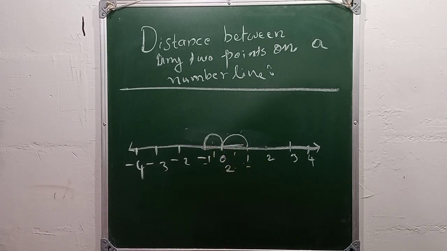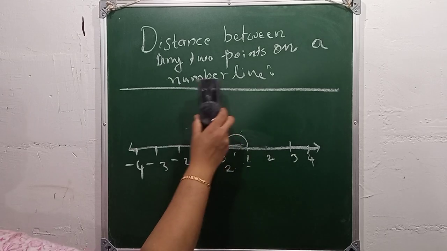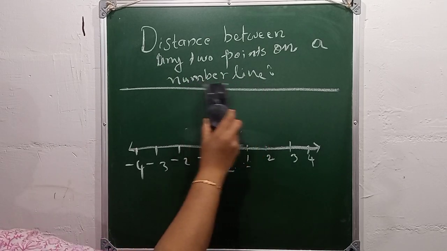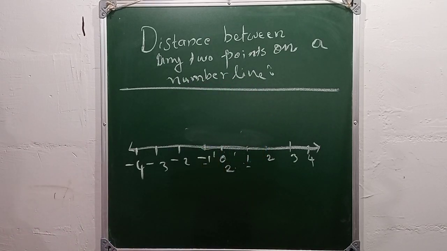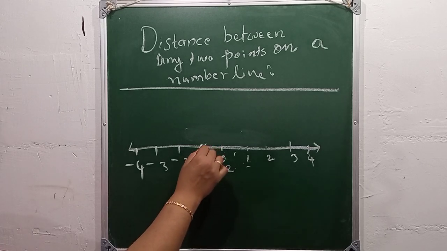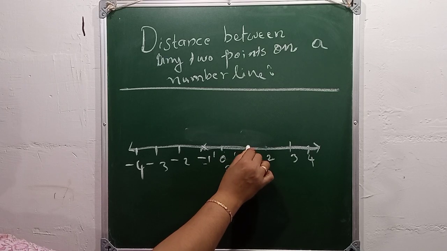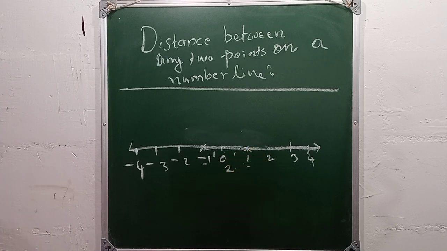Then is there any easy way to find out the distance between any two points on a number line? Yes. For that, subtract the smaller number from the larger number, and we will get the distance between the 2 points on a number line. So here I am going to find out the distance between negative 1 and 1.